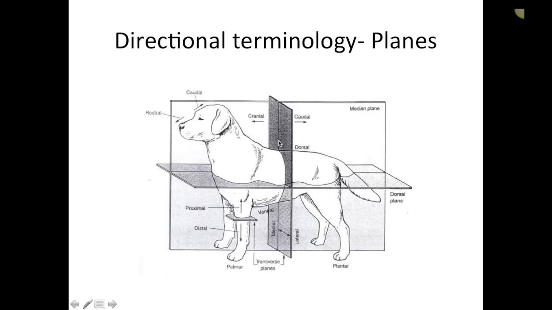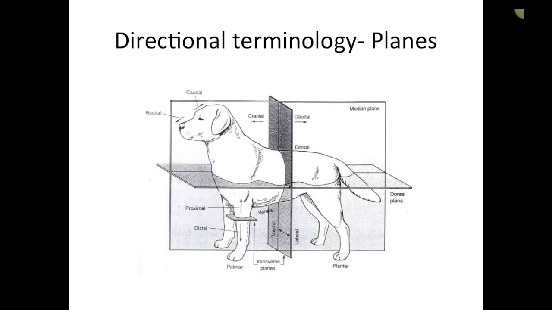So if there is a lesion here, let's say, I would refer to that as the cranial dorsal thorax on the left-hand side. What I'm saying is that it's more toward the head on the thorax, so the chest, than it is the tail, and that it's more toward the dorsum than it is the ventral aspect. And it's the left-hand side, which is also really important.